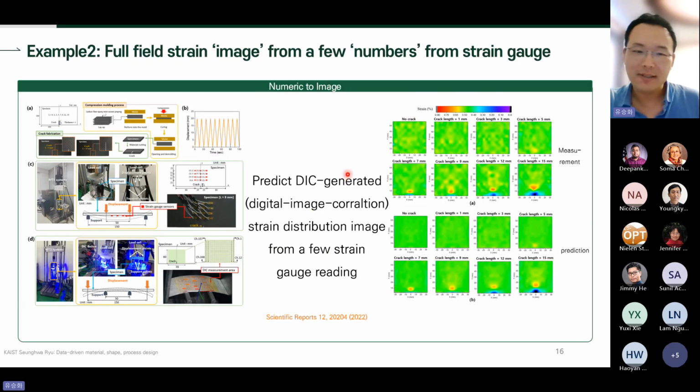The second example is, if we measure strains at a few points within a surface, out of this numerical information we can predict the entire surface strain distribution image that can be generated from digital image correlation, which is quite an expensive apparatus. So this is a number to image prediction.